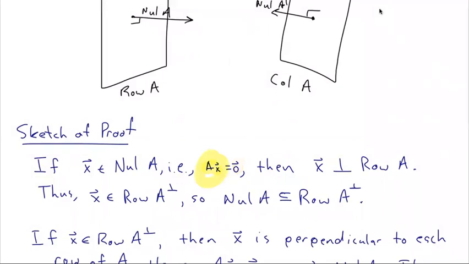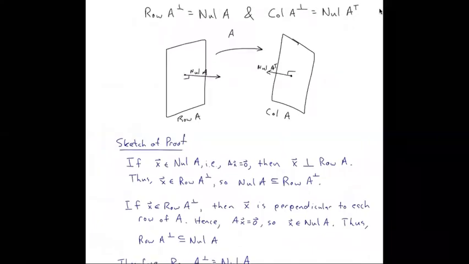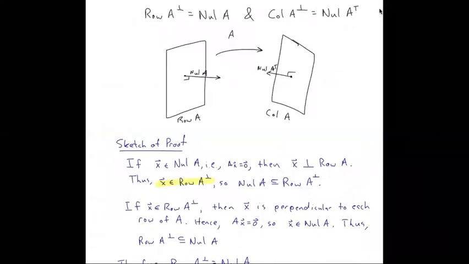So the dot products of the rows of A are equal to 0. So X is perpendicular to every row in A. So X is perpendicular to the row space of A. That means that X is in the orthogonal complement of the row space of A.